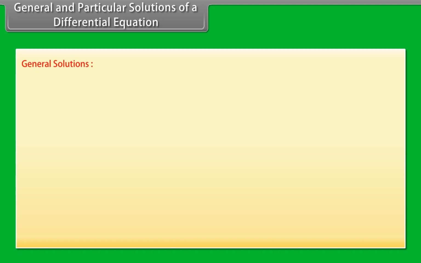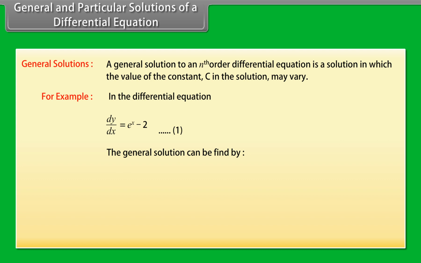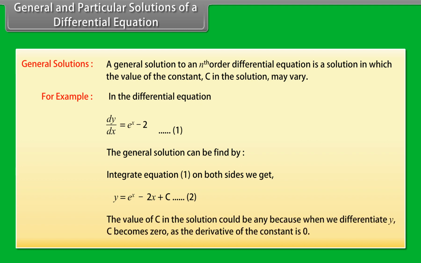General solutions. A general solution to an nth order differential equation is a solution in which the value of the constant c in the solution may vary. For example, in the differential equation dy by dx equals e raised to the power x minus 2, name it as 1. The general solution can be found by integrating equation 1 on both sides. We get y equals e raised to the power x minus 2x plus c, name it as 2. The value of c in the solution could be any, because when we differentiate y, c becomes 0 as the derivative of the constant is 0.